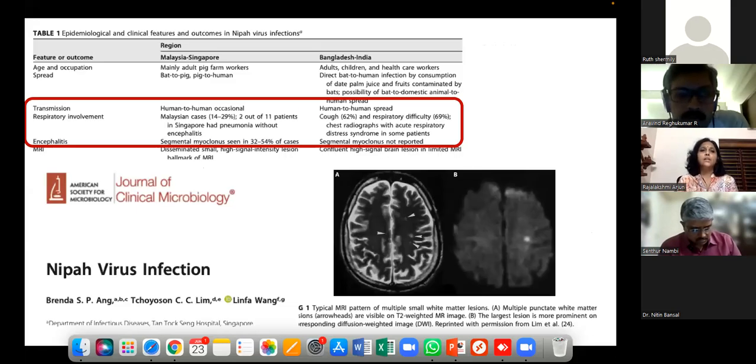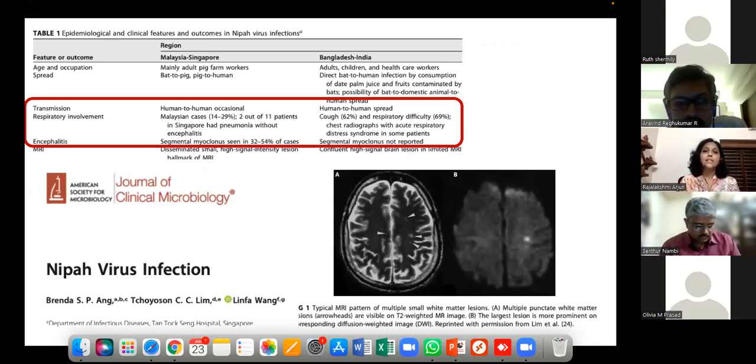What did they find in the first initial presentation? It was segmental myoclonus. Is segmental myoclonus described in Nipah? Yes, if you look at the Malaysian and Singapore outbreak, up to 50% of cases had segmental myoclonus. But strikingly, when you look at the Bangladesh outbreak, segmental myoclonus was not described. Not any of the patients had an MRI, and most of them presented with respiratory symptoms. So this is very classically described in the Malaysian outbreak, and these features were found in most of the cases in the Calicut outbreak.